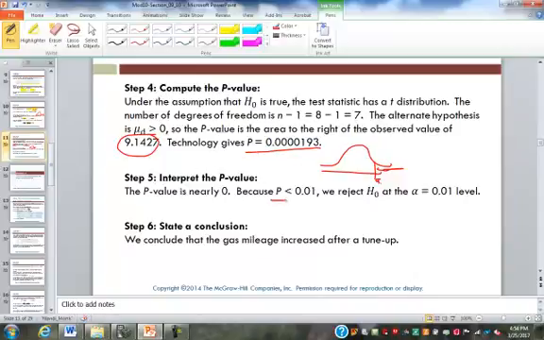So, interpreting the p-value. Since our p-value of 0.0000193 is less than alpha of 0.01, we do reject H0. We reject the null hypothesis, and therefore we can conclude that there is a difference in gas mileage before and after. So we can conclude the gas mileage does increase after a tune-up.